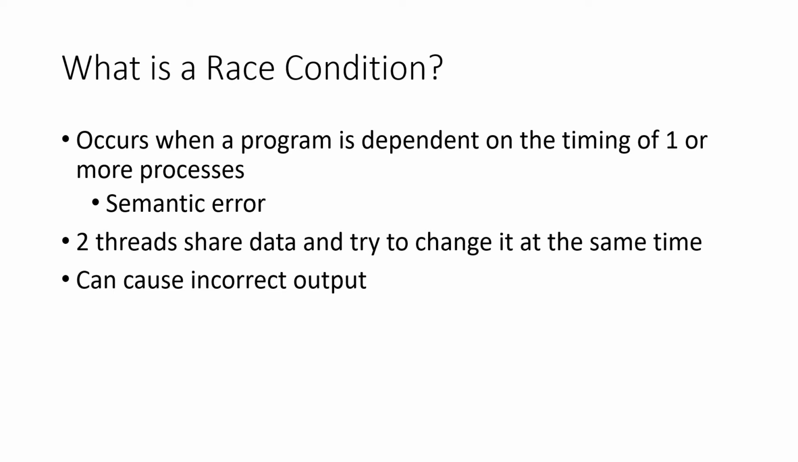It's called a race condition because multiple threads are essentially racing to change or access the data at the same time. So one thing to note is that a race condition is a semantic error, which means the flaw occurs in the timing and the ordering of events.